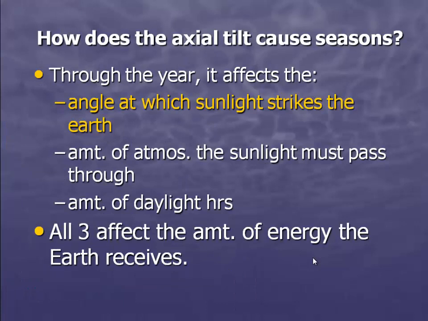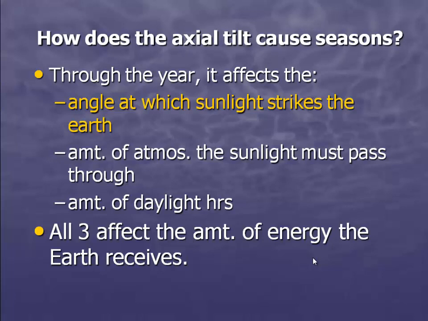So if it's not clear just yet, this slide should answer why the axial tilt causes seasons depending on your latitude on Earth's surface. Throughout the year, it affects the angle at which the sunlight strikes the Earth. It affects the amount of the atmosphere that the sunlight must pass through and the amount of daylight hours. Okay, so all three of those factors culminate together to determine how much energy the Earth receives.